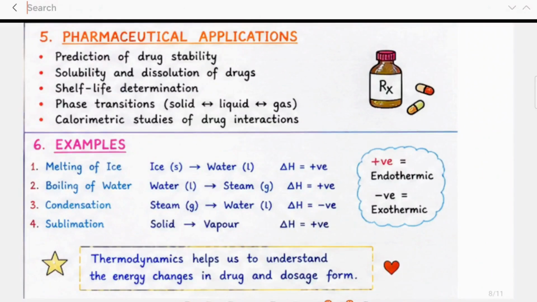What are the pharmaceutical applications of this thermodynamics concept? So it is used in prediction of drug stability. It is used in solubility and dissolution of drugs. Then it is also helpful in predicting the shelf life determination. Then phase transitions like solid to liquid and liquid to gas. Then it is used in calorimetric studies of the drug interactions.